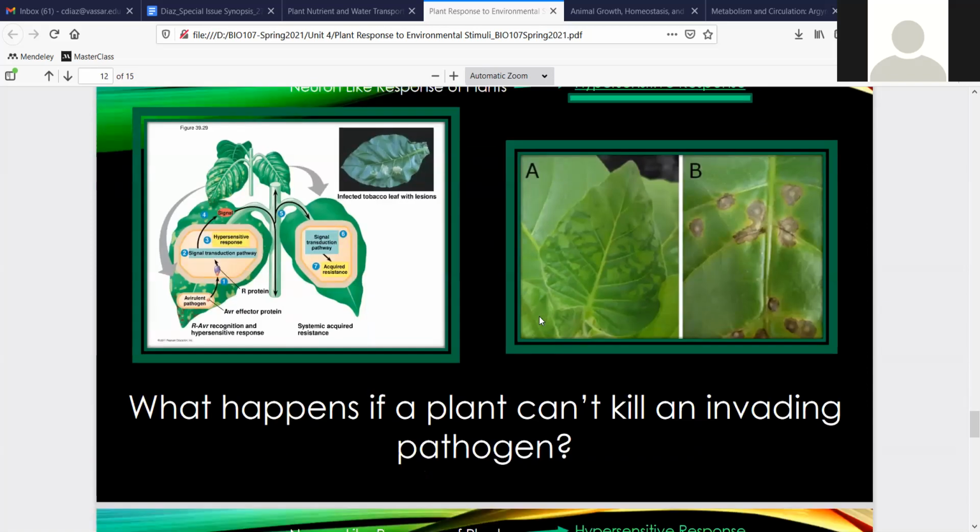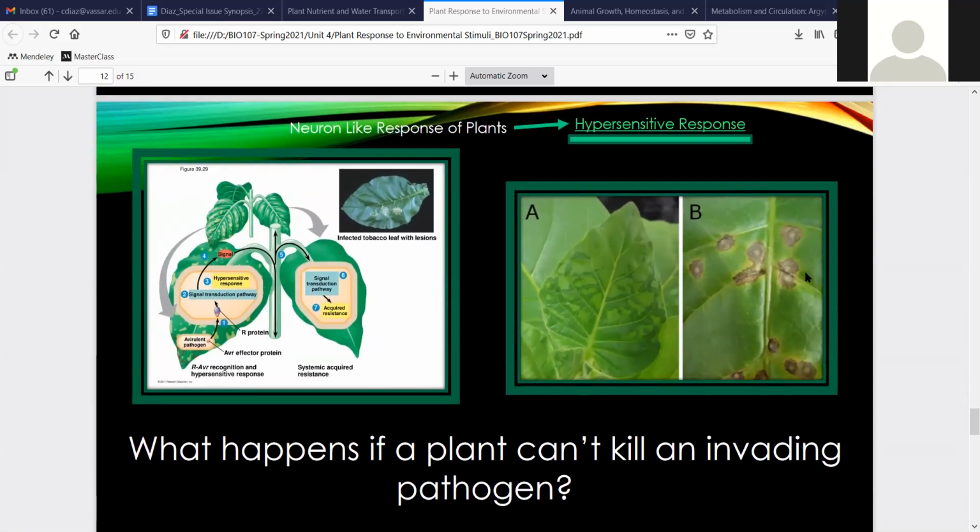That being said, they have a backup response that tries to help them, even though they're not generally going to be killing every bacteria or fungi. What they are doing is a hypersensitive response. Not only do they send out a specific task force of chemicals to go kill that bacteria, they're then going to quarantine and try to isolate that bacteria from spreading to the rest of the plant. So they program cell death and kill all the areas around that fungi or bacteria.